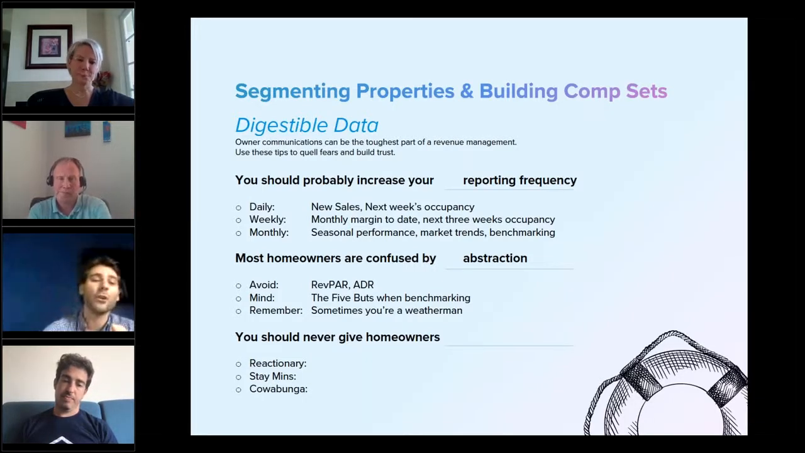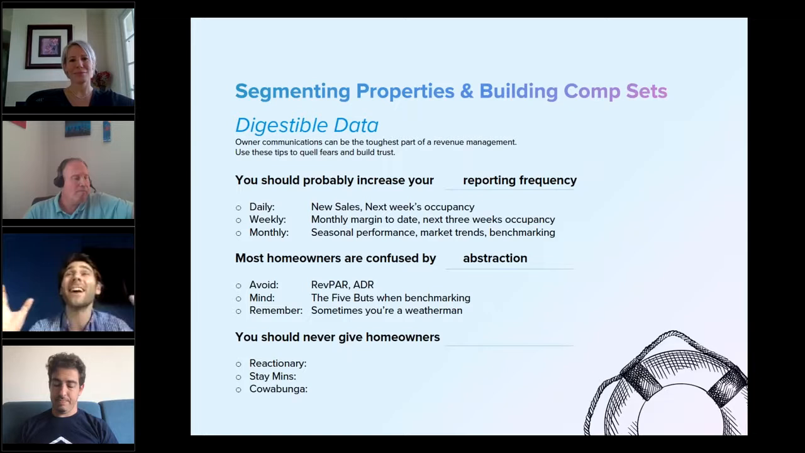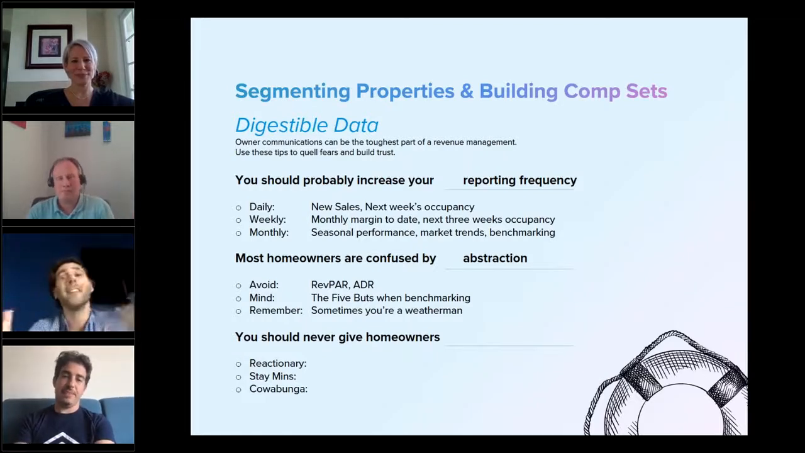And then when you're benchmarking, make sure that you employ the 5 butts that I talked about in yesterday's session when you're setting a cohort. And then the last thing to remember is sometimes you're a data scientist, but more often I find myself being kind of a weatherman, in that I don't always need to explain why the high air pressure pushes the weather system down into the southern states or whatever. But as long as I can illustrate that it is happening, that's usually very effective.